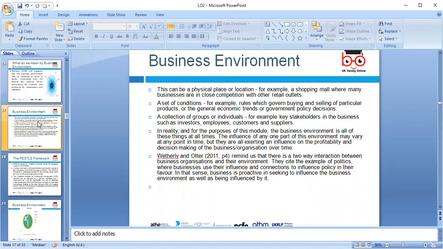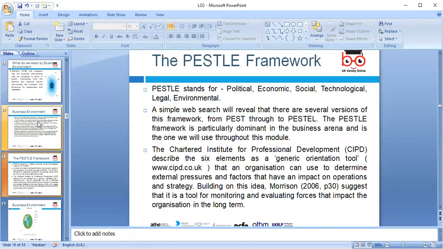Okay, so the business environment can be a physical place, for example a shopping mall, where many businesses are in close competition with other retail outlets. It is also a set of conditions or rules governing buying and selling, and a collection of groups of individual key stakeholders. Those can have a huge influence. Some stakeholders directly and some indirectly affect our business, so we need to keep that in mind.